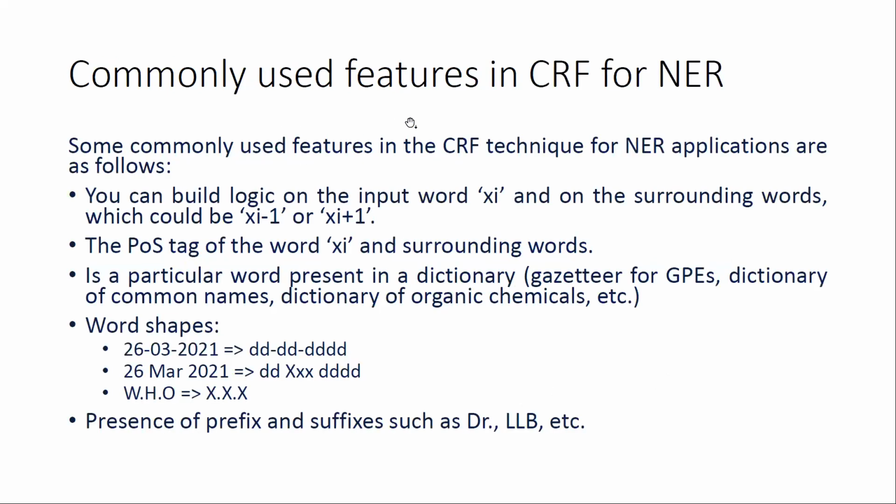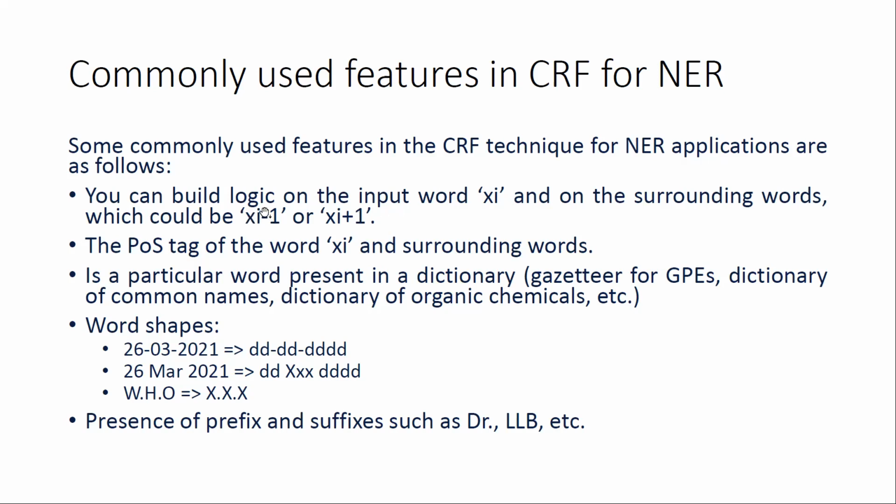So, commonly used features in CRF for NER. We want to look at multiple types of features. We had only covered one feature. A little while ago we saw just one feature: if the first letter is capital, then the value is 1, otherwise not. But there are multiple types of features.